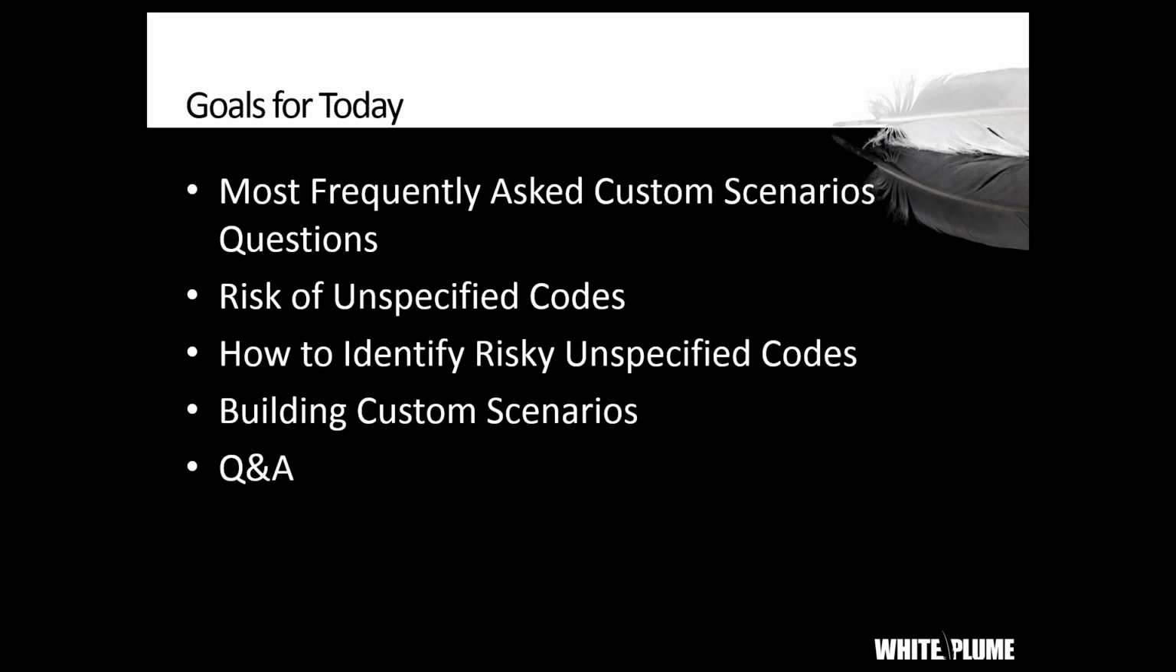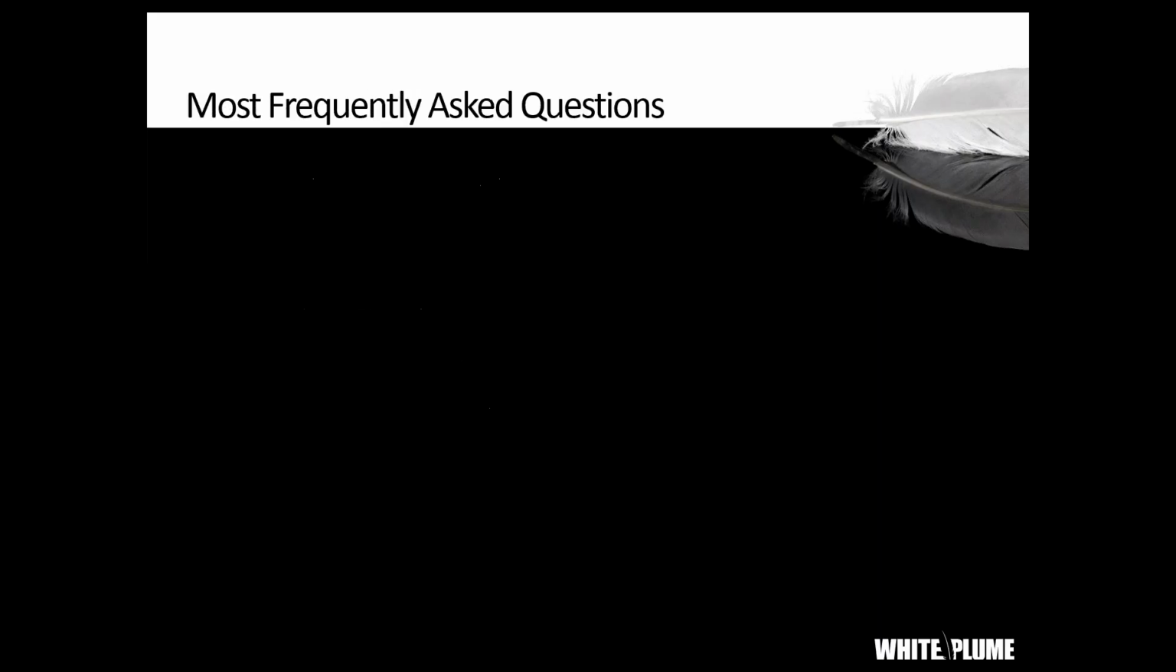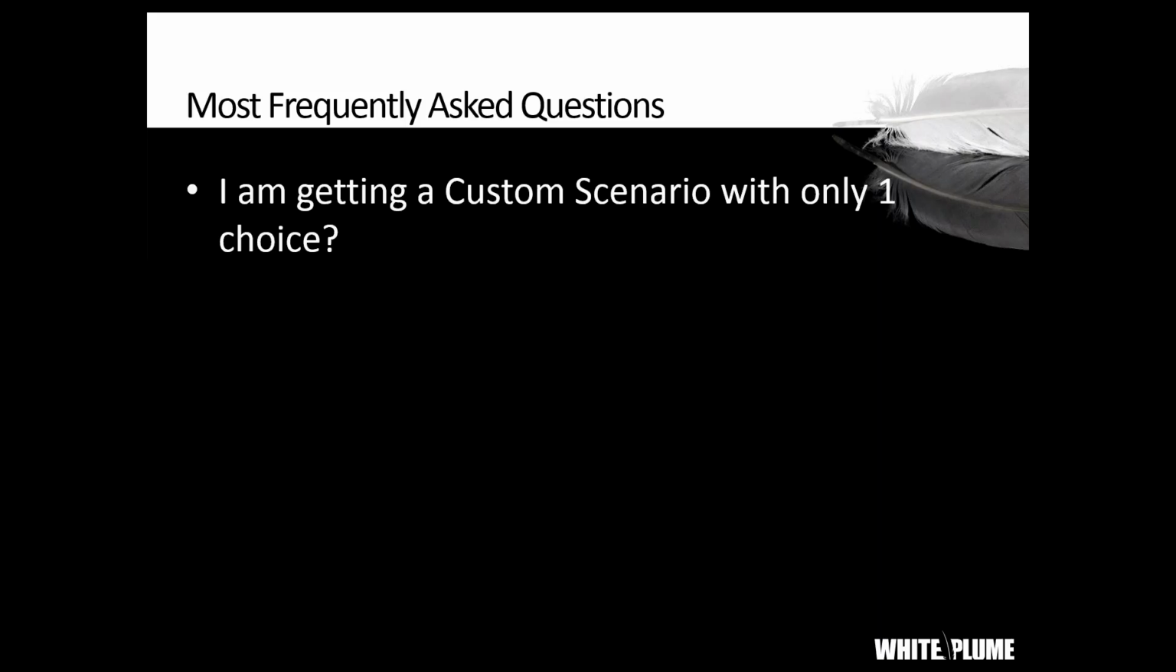So let's start off with those most frequently asked questions regarding custom scenarios. Let me walk through what some of those are, because you may have had some of these questions. You may have heard this from some of your internal users. The first one is, I'm getting a custom scenario, a pop-up, that only has one choice in it. And sometimes you see them automatically convert, and sometimes you see it pop up and still have the custom scenario, but it only has one choice in it. Why is that? And maybe more importantly, how do I fix that? We'll go through and explain that.